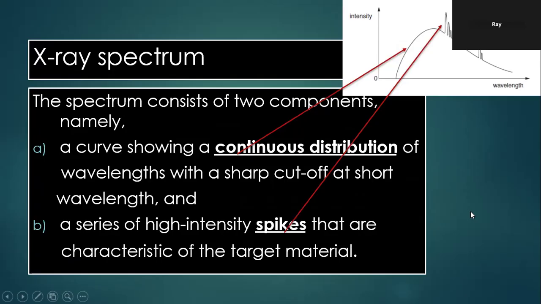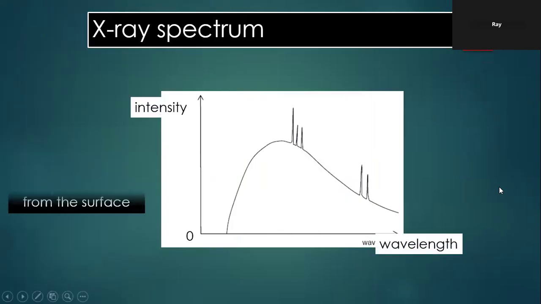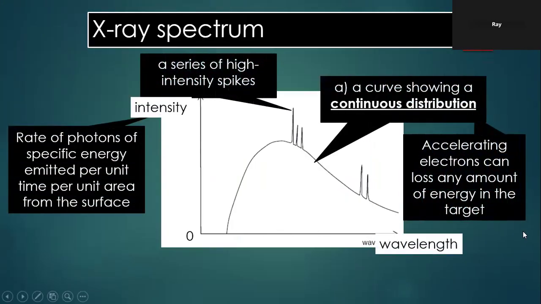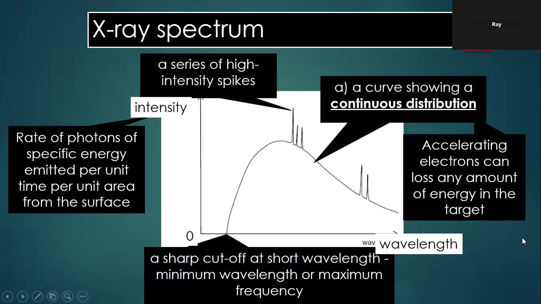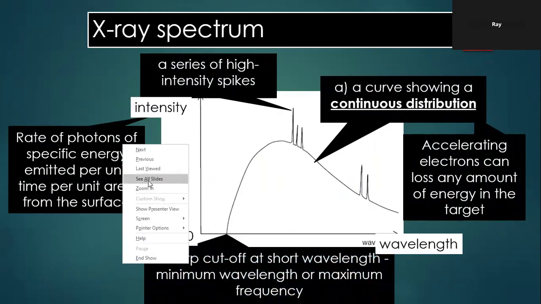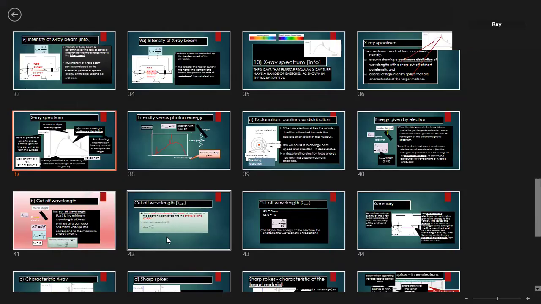The spikes are characteristic of the target material. Right? Where the spikes occur depends on the target material that you use. This one is summarized for you. Don't need to know too much. Only the minimum wavelength, how to calculate that. Okay. We won't bother about the others.